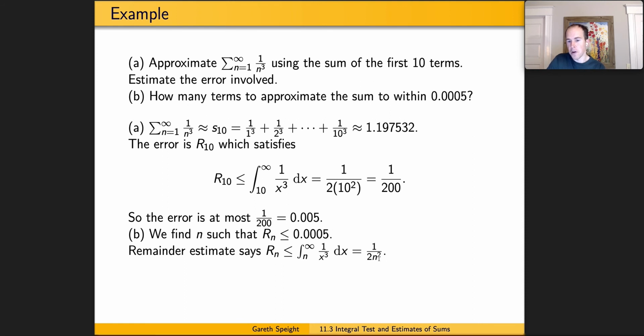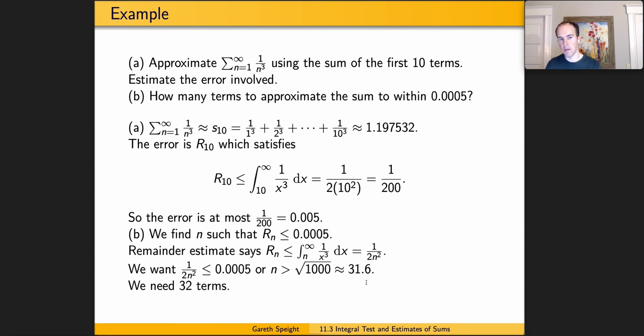So if Rn is less than 1 over 2n squared, and we want to make Rn less than 0.0005, one way to do it would be to make sure 1 over 2n squared is less than 0.0005. So that's our strategy. We want 1 over 2n squared less than 0.0005, or if we rearrange, this makes n larger than the square root of 1,000, which is around 31.6. Okay, so if n is supposed to be a whole number and larger than 31.6, we should take n equals 32. So we need 32 terms.